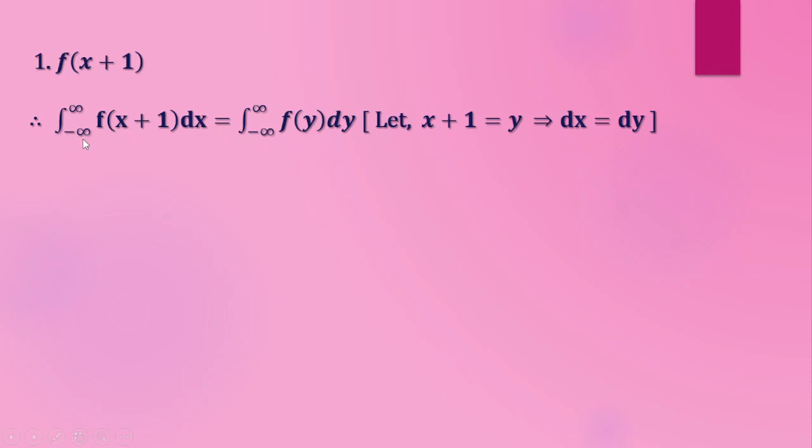Here we take the integration over minus infinity to infinity of f(x+1) dx, and let us take x+1 equal to y. By differentiating both sides we get dx equal to dy. Now here the lower limit and the upper limit of x are minus infinity and plus infinity. And as we take x+1 equal to y, the lower and upper limit of y will be the same. Now from this we get the integration over minus infinity to infinity of f(y) dy, and this should be 1 because it is given that f(x) is a probability density function.